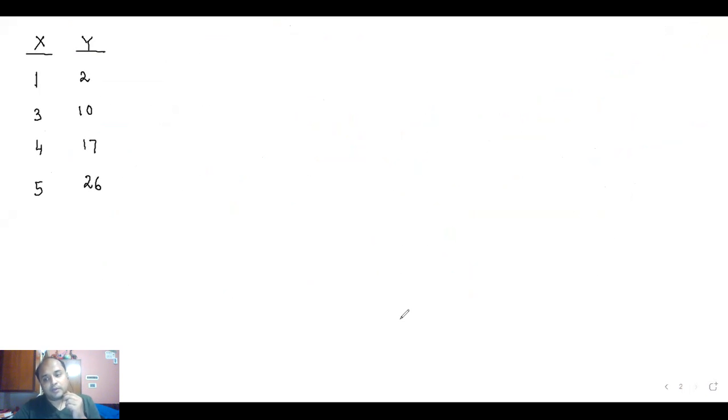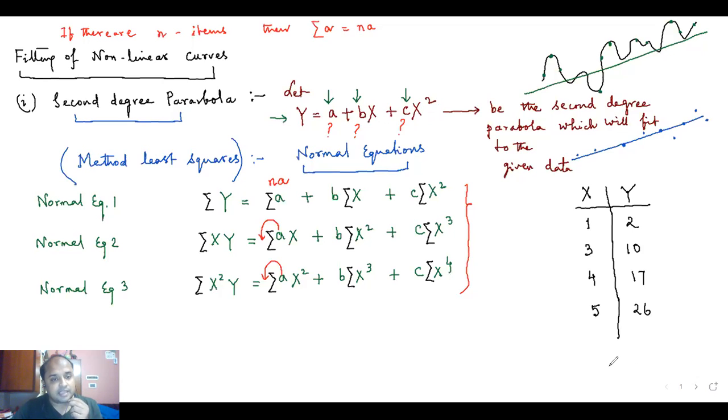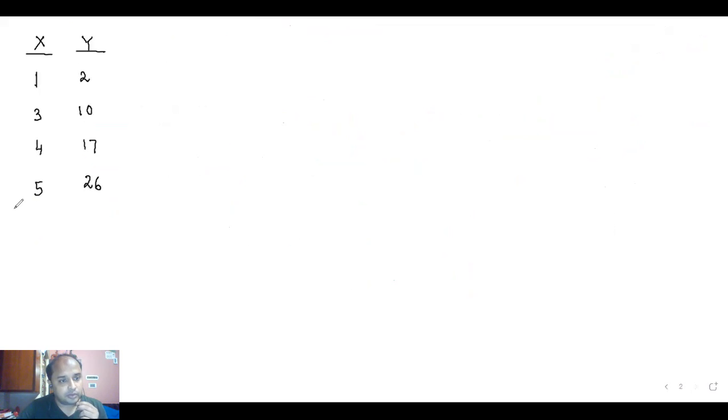Now what we need is summation Y and summation X. These two quantities we need. So summation X is 5 plus 4, 9, plus 3, 12, plus 1, 13. This is my summation X. So summation X has been obtained. And what about the summation Y? Summation Y is 2 plus 10 plus 12 plus 17 plus 26. That is 55. So summation Y is 55.